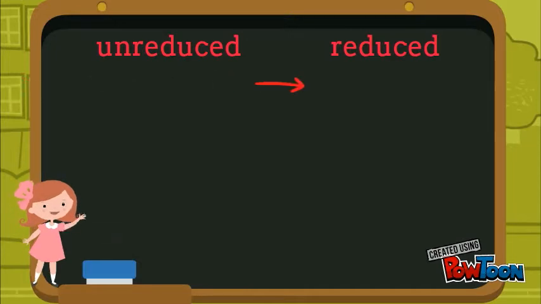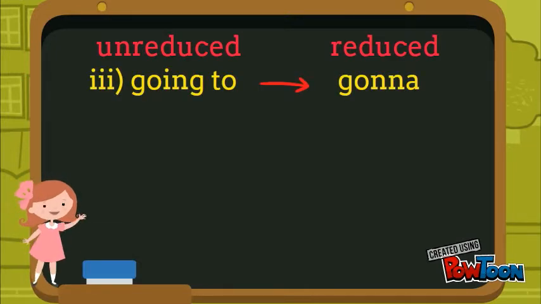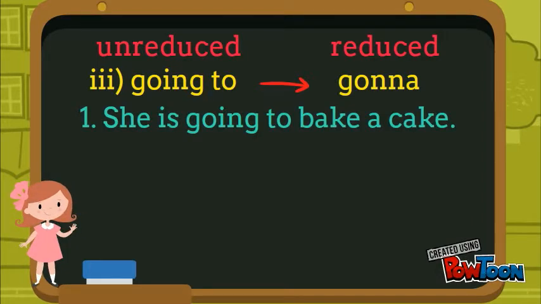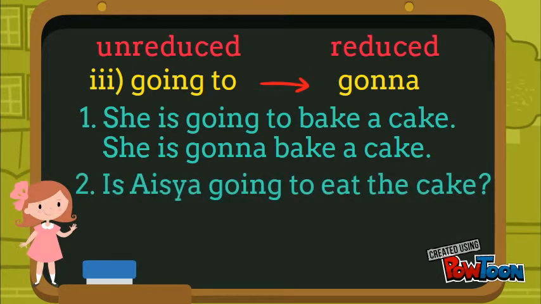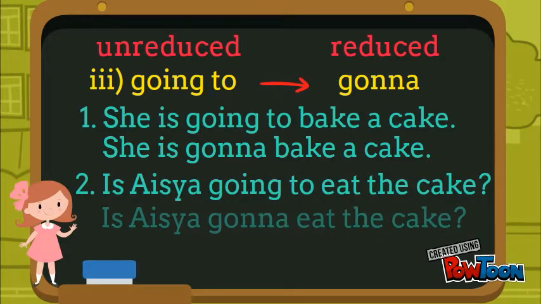Phrase number 3. Going to becomes gonna. She is going to bake a cake. She is gonna bake a cake. Is Aisha going to eat the cake? Is Aisha gonna eat the cake?